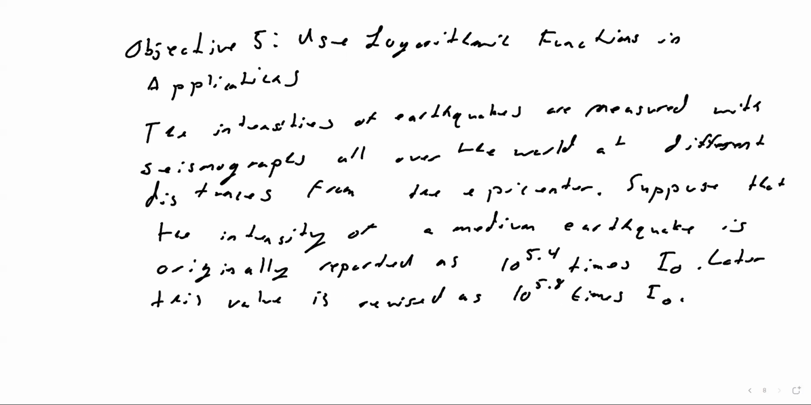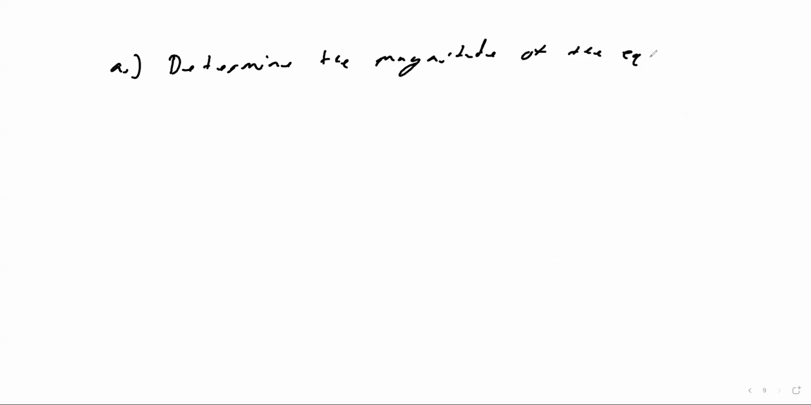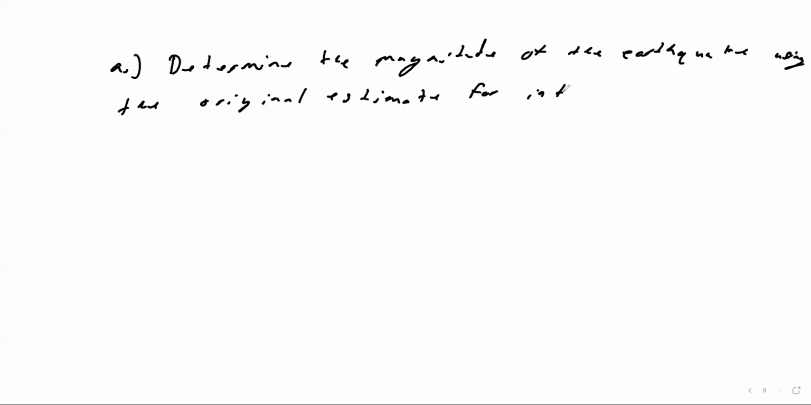And really, these actually end up being super simple questions. So make sure you have this written down. I'll write the questions on the next page. It says determine the magnitude of the earthquake using the original estimate for intensity. And the answer here is just going to be whatever the original exponent was, which in this case is 5.4.